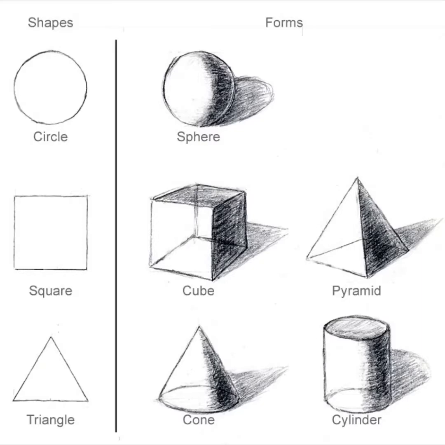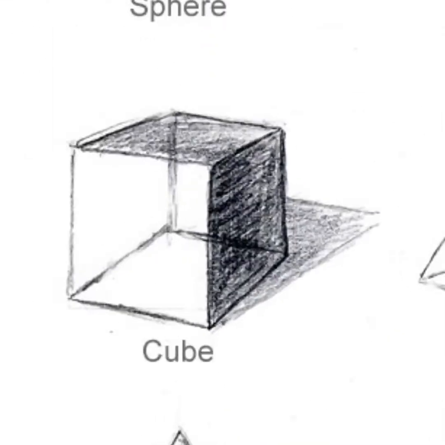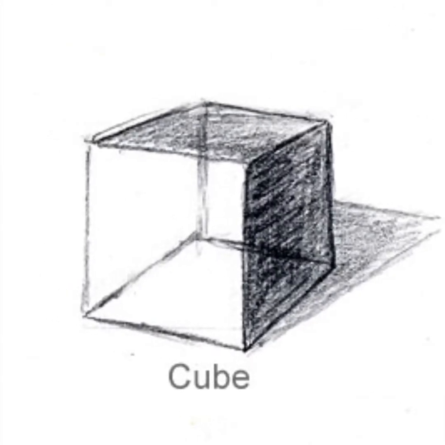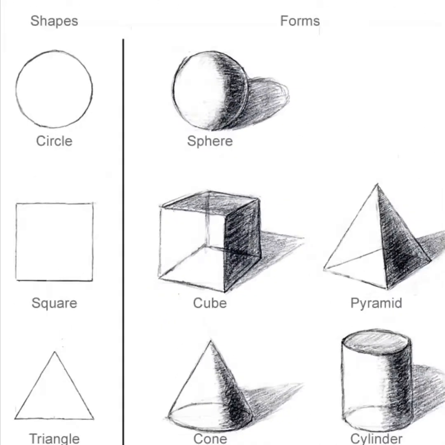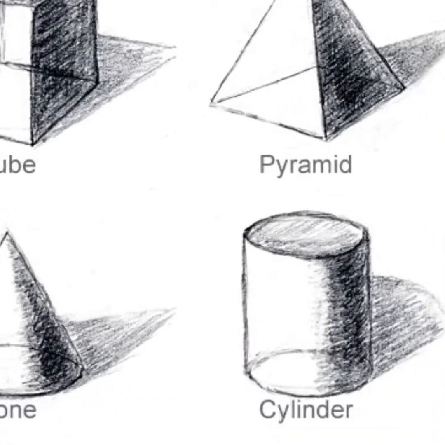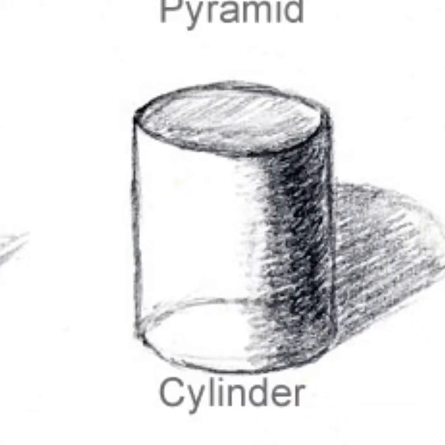Now, there are many different shapes, and there are also many different forms. What is this one called? I hope we said cube. What is this one called right down here? I hope we said cylinder.